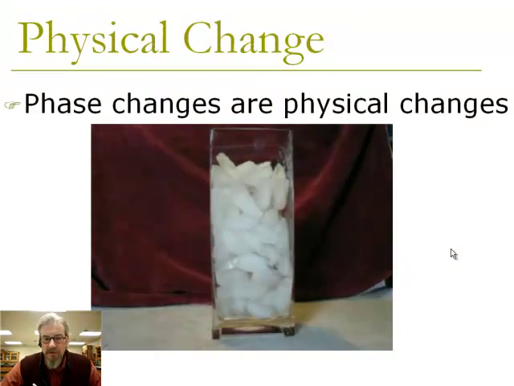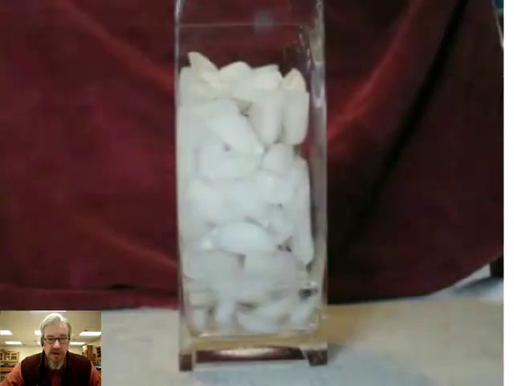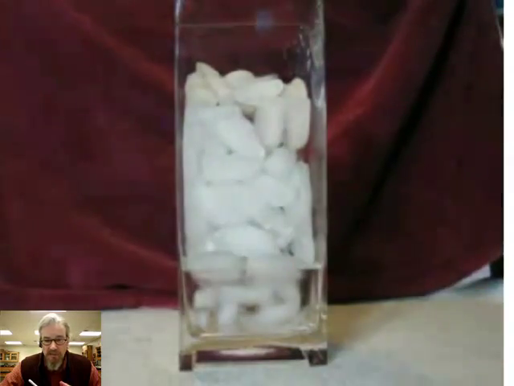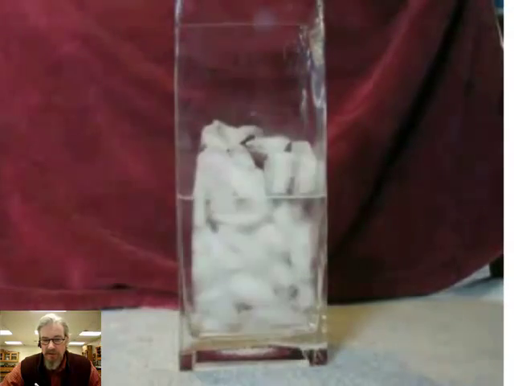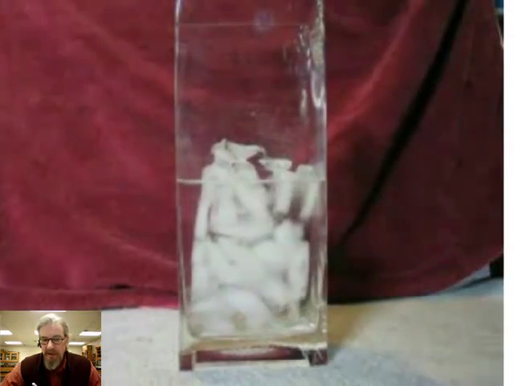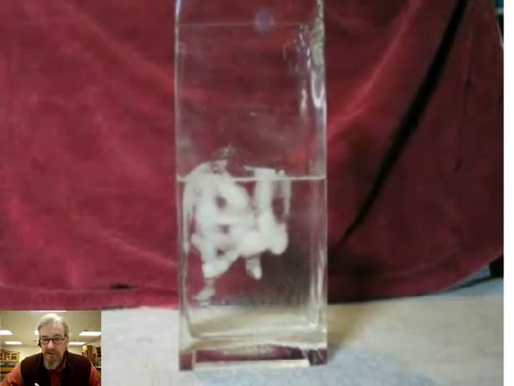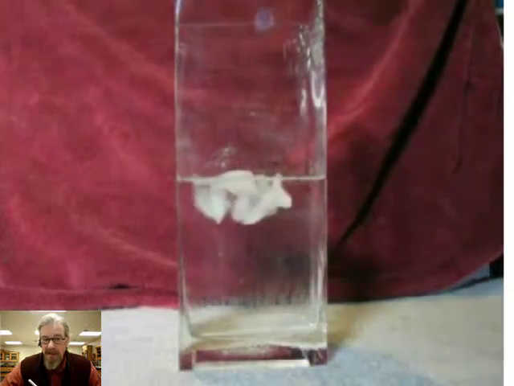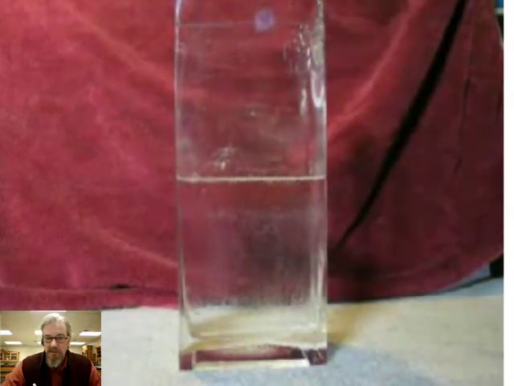Phase changes are physical changes, even though it sort of violates our definition. We said that a physical change is a change where the substance retains its properties. And we're watching this ice melt here, and certainly the properties are not being retained. Solid is a state. That's a property. And liquid is a state. That's a different property. And it has definitely changed states. However, phase changes are physical changes because of this.